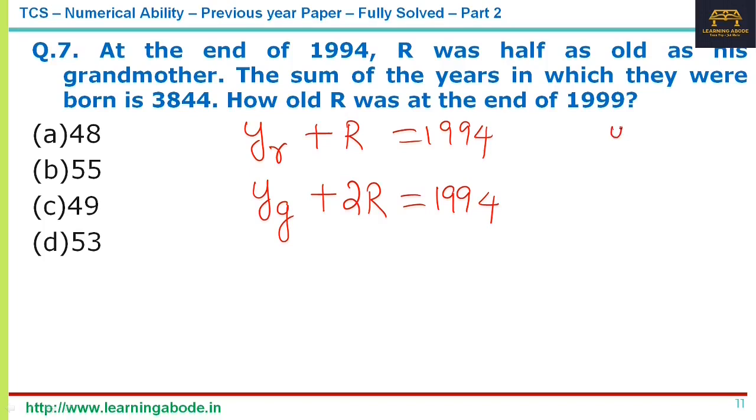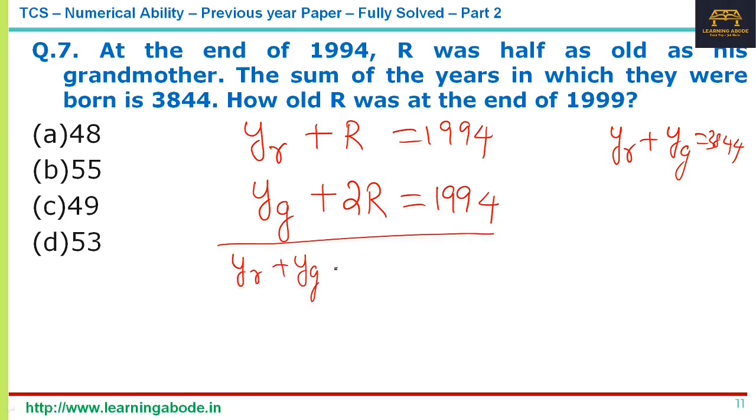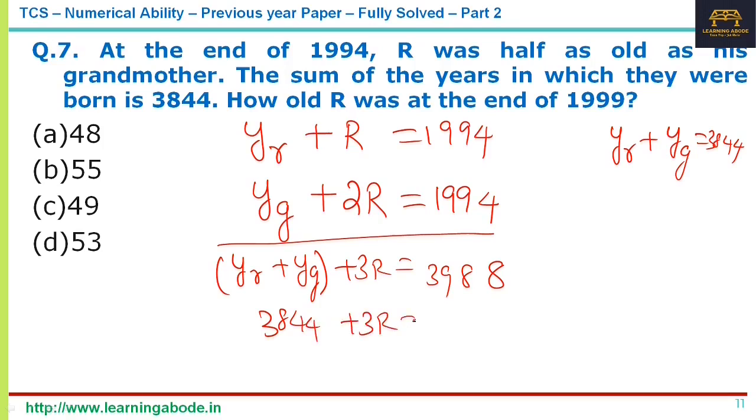And it says YR plus YG equals 3844. Now that's also given to us. Now let's just sum it up. You get YR plus YG plus 3R is equal to 3988. And we know this part, YR plus YG, is equal to 3844. So 3844 plus 3R is equal to 3988.